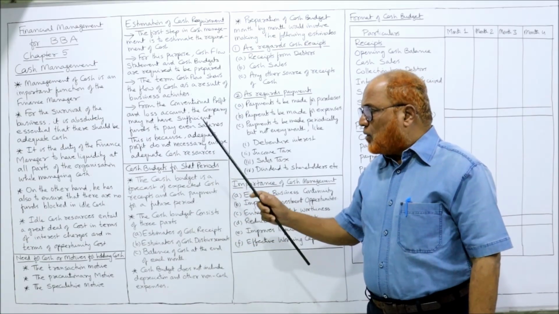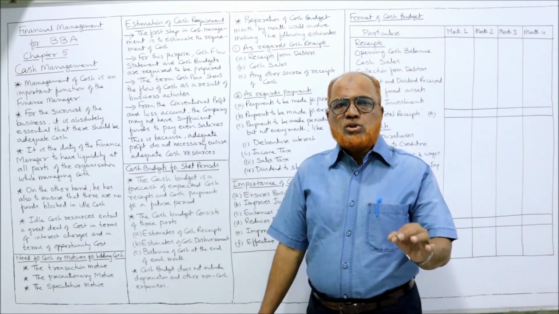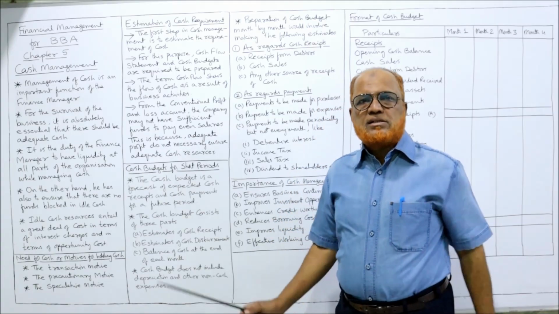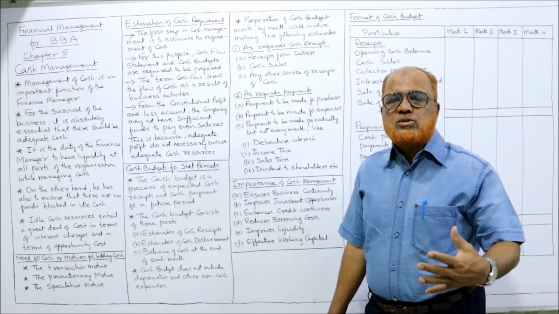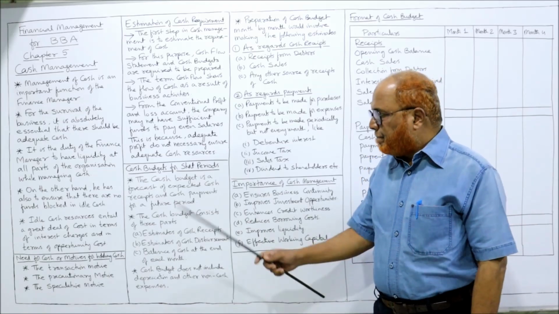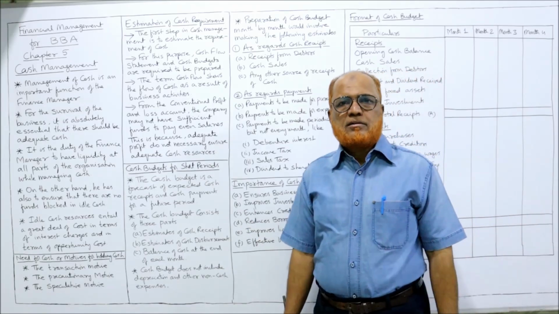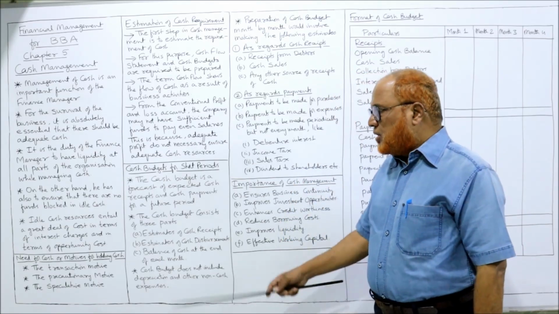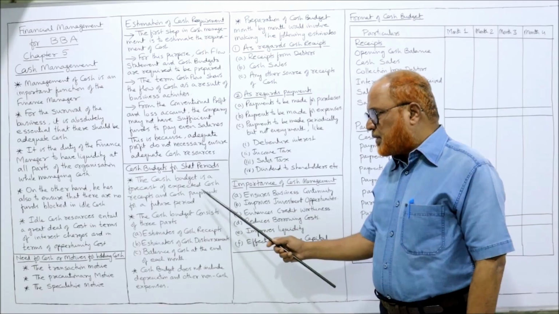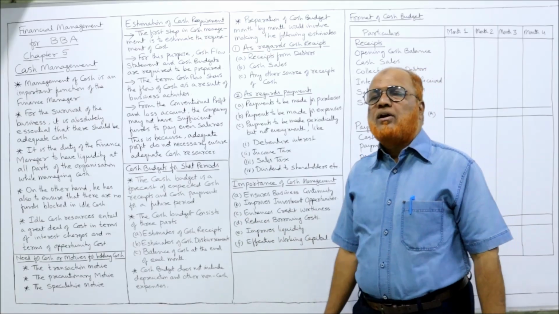Now cash budget. The most important part of this video is cash budget. In the coming video, I will do the problems on cash budgets. Cash budget for short period. Short period means monthly we will make the cash budget. So the cash budget is a forecast of expected cash receipts and payments for a future period of time.